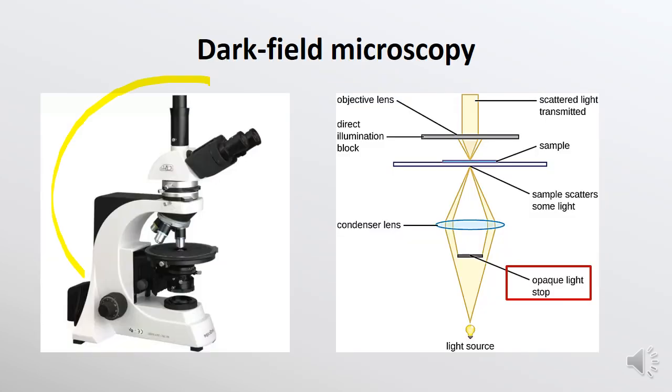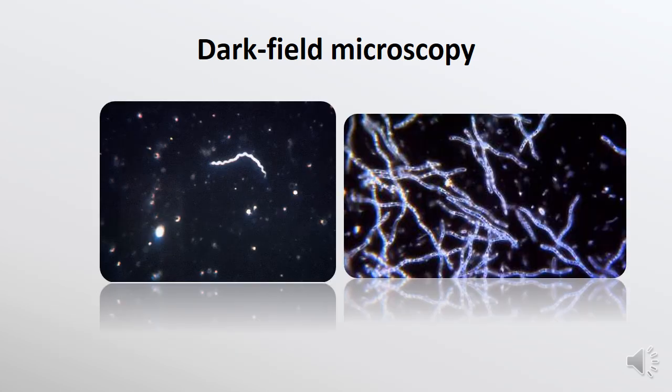Okay, this is how a Darkfield microscope looks. Actually, it looks quite similar to the Brightfield microscope, but the only difference is that it has an opaque light stop, which helps the condenser focus the light at an oblique angle. And this is what the images will look like. You have a dark background, and then the bacteria look shiny or white. So this is actually Treponema pallidum, which causes syphilis.